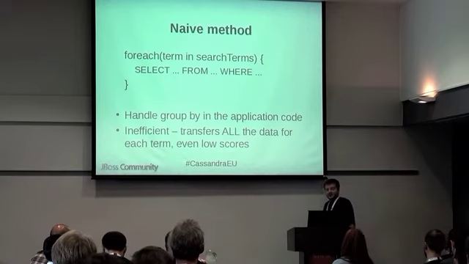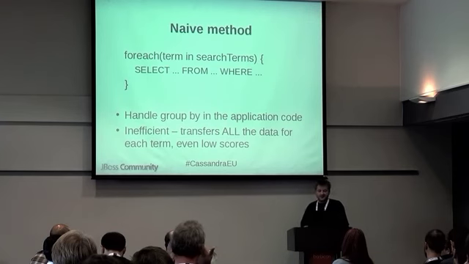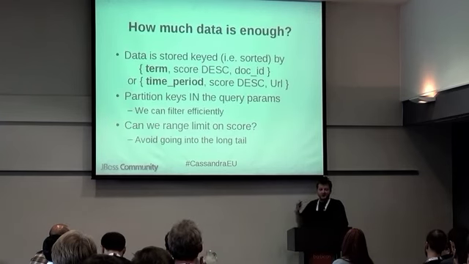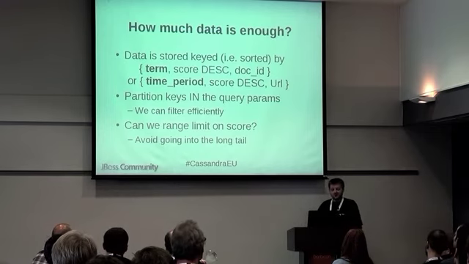It's inefficient because we're still having to pull in all the data for each of these terms. So how much data do we actually need out of this big set? Can we limit it so that we're moving less data across the network and we can move it more quickly?